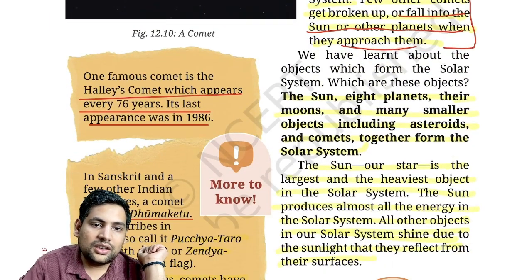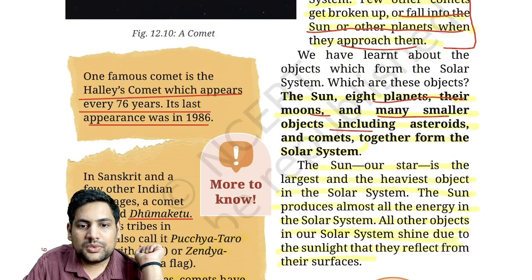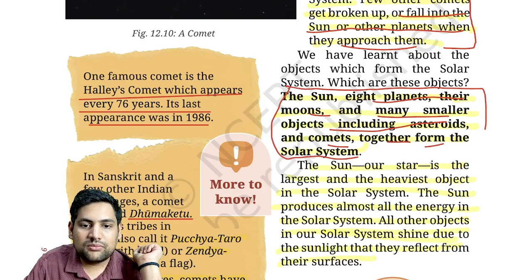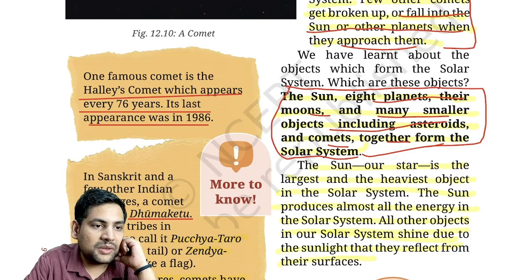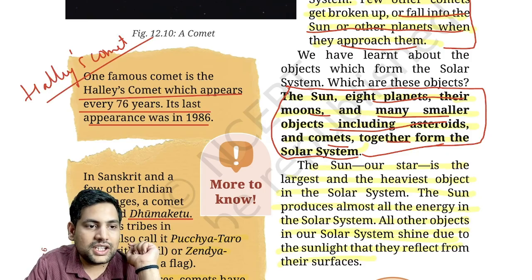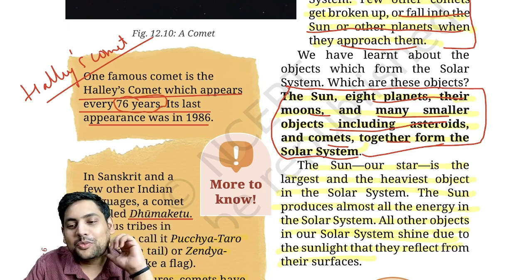The sun, 8 planets and their moons and many smaller objects including asteroids and comets together now form the solar system. Understood? Now there is a very famous comet called Halley's comet. According to its revolution, we have found out that every 76 years we will get to see it, which is also the average age of human, correct?